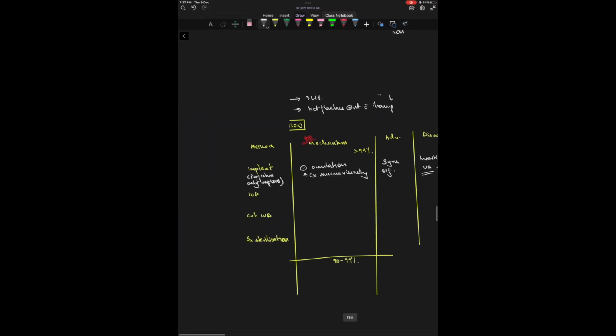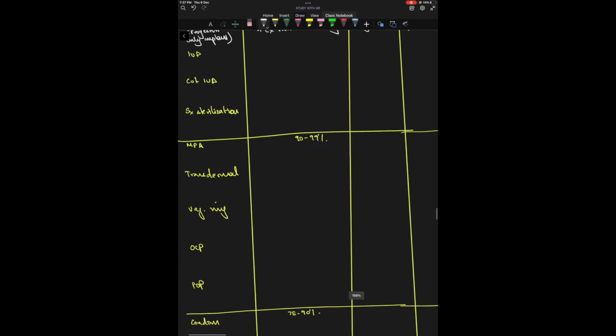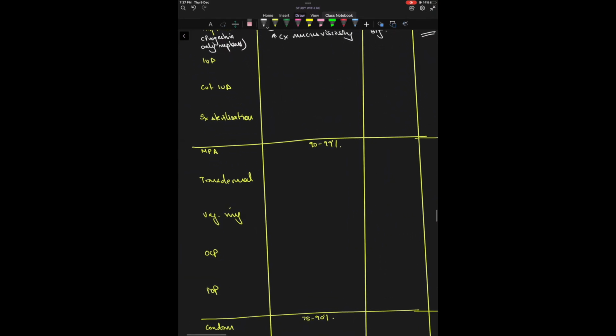Next is IUD. IUD is intrauterine device. It can be a hormonal IUD or a copper T. Hormonal IUD contains progestin, which is levonorgestrel. Again, progestin will lead to cervical mucus thickening and endometrial decidualization.